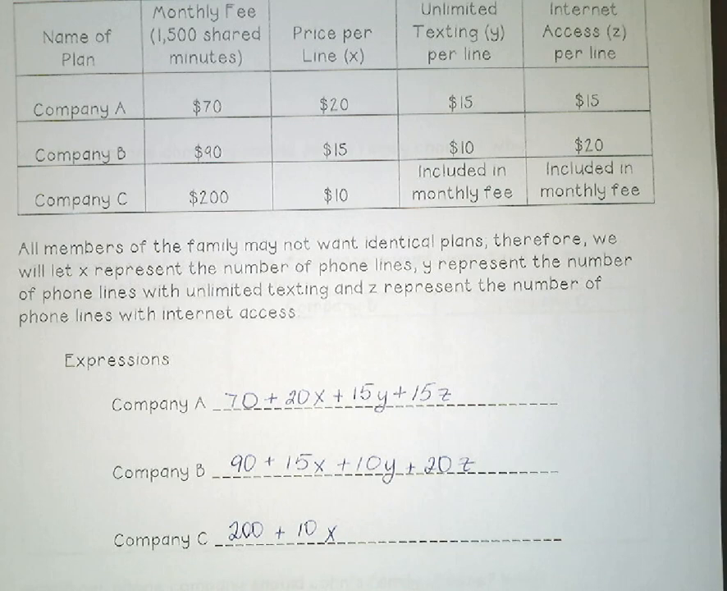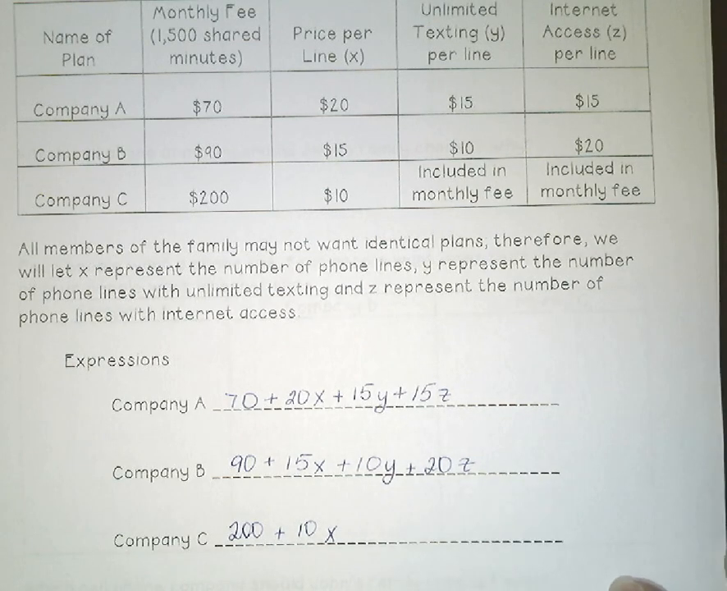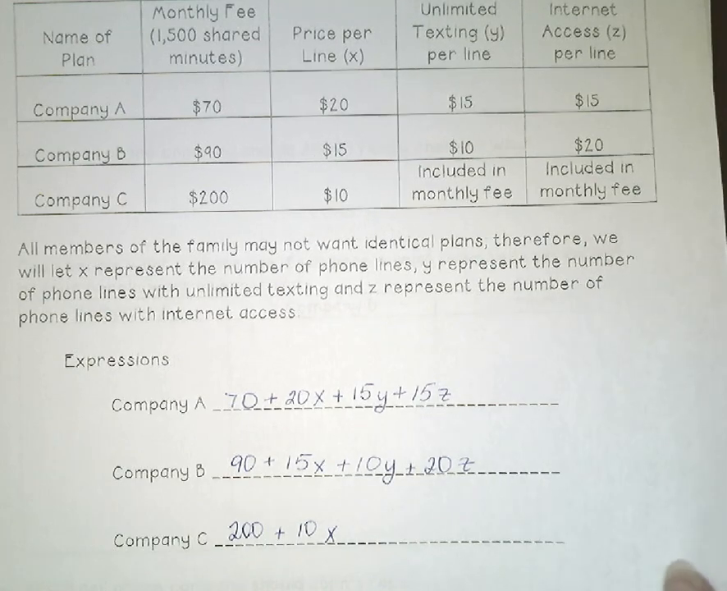Okay, so that's how my answers are looking. Please compare. So company B charges $90 plus 15 for each line plus $10 for texting per line and $20 for each internet access per line. And company C has only a monthly fee that includes already the texting and the internet and also charges $10 per line. Okay, so we are going to use these expressions to answer the next questions.